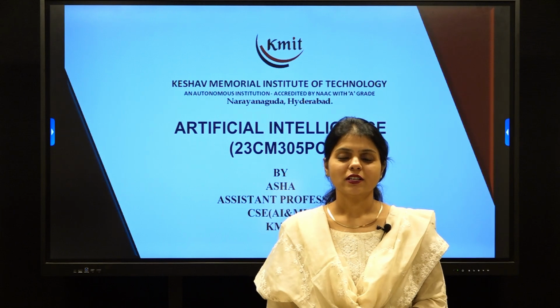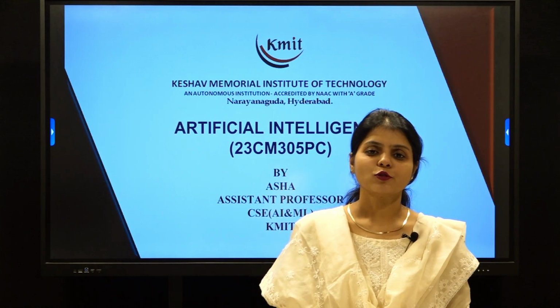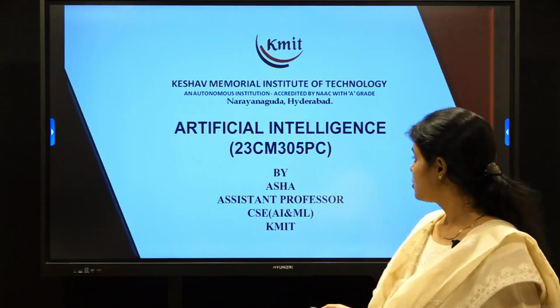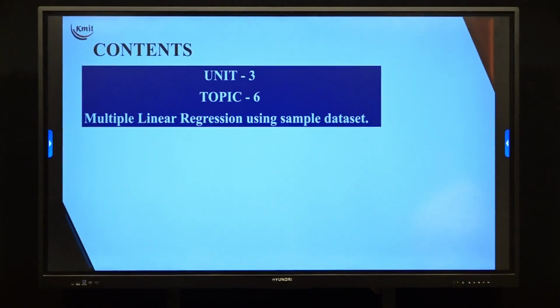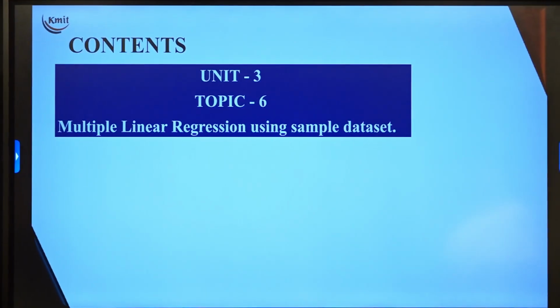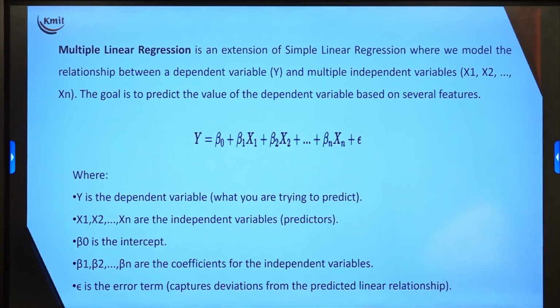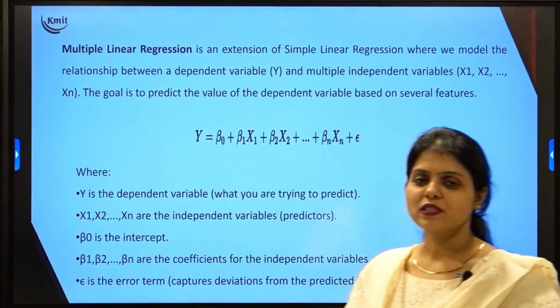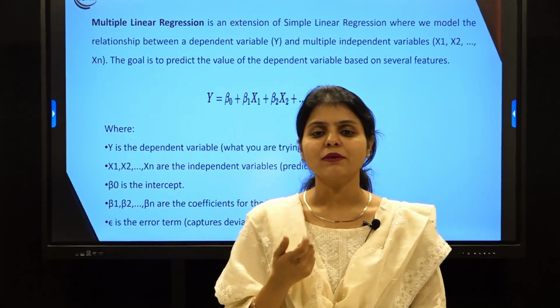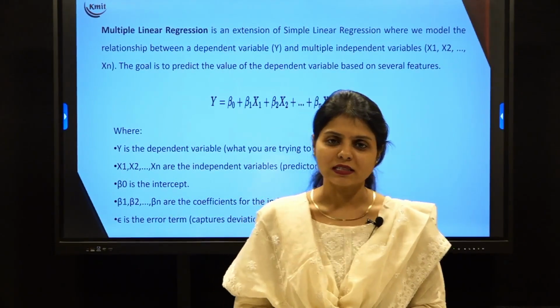Hello all. So in the last session we discussed how to implement simple linear regression using a sample data set. Today in this session I would like to cover how to implement multiple linear regression using a sample data set. When we talk about simple linear regression, we have seen that it is used when you have only one input feature in the given data set, right?